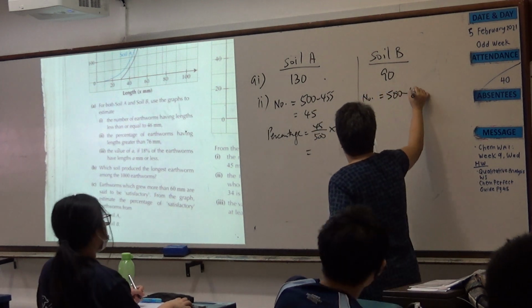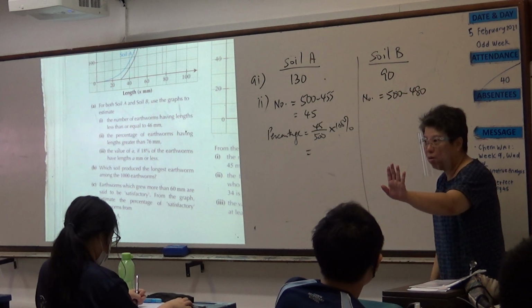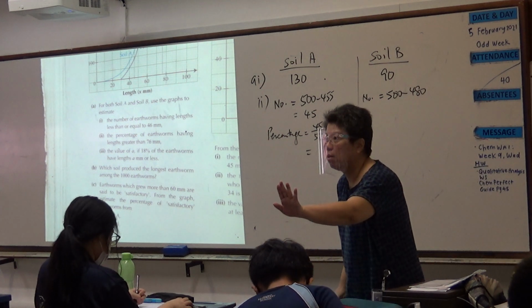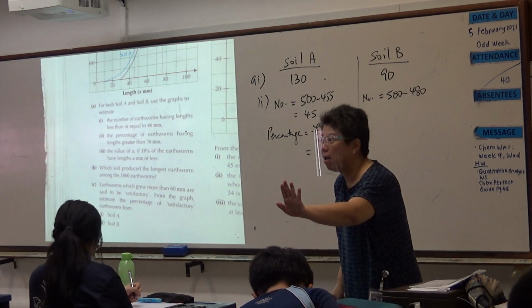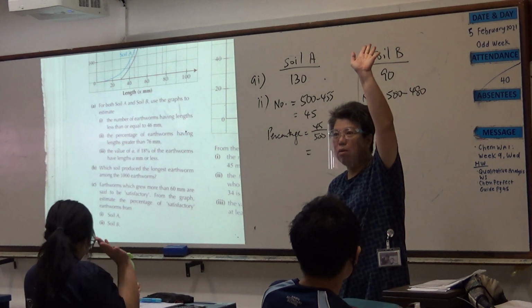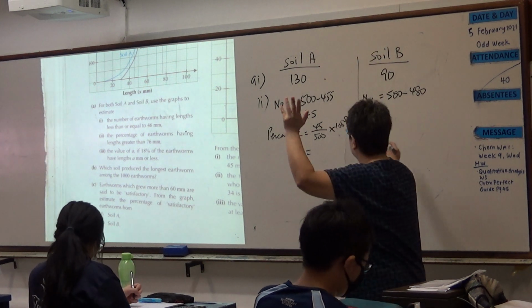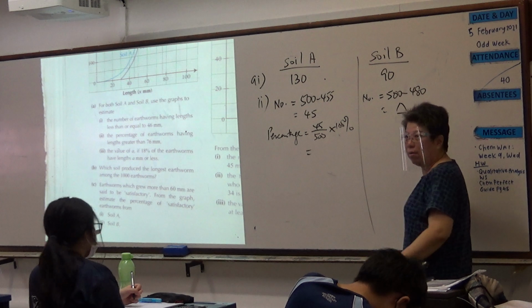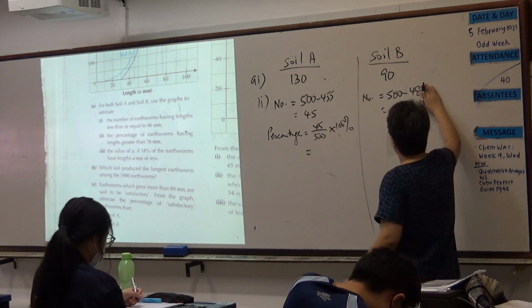Yes. Some people will get 480, some people will get 485. Is it correct? How many get 480? How many get 485? Good. Up to you. Then you write down whatever you have. Understand? Okay, so 48 something.